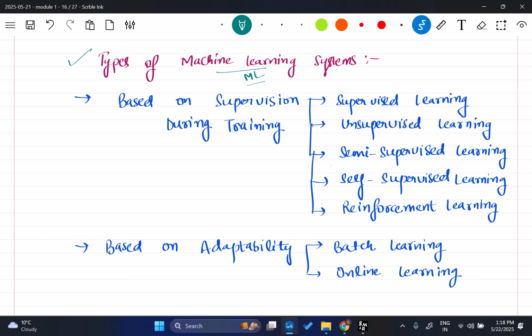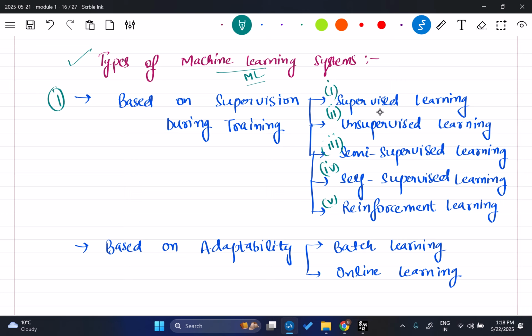So let's start with the basic categories. So first category is based on the supervision during training. So based on this category, the ML systems can be categorized further into five different types. We are going to discuss them in detail in the further coming minutes.